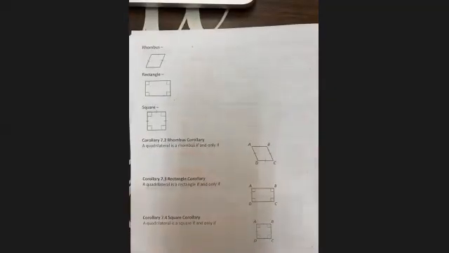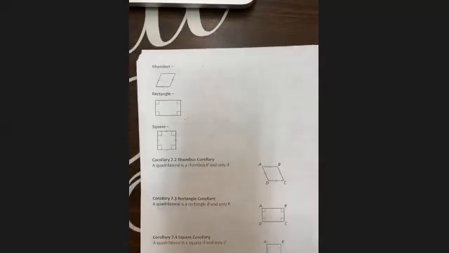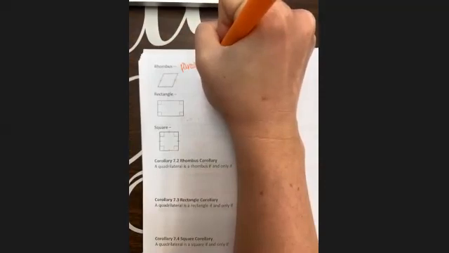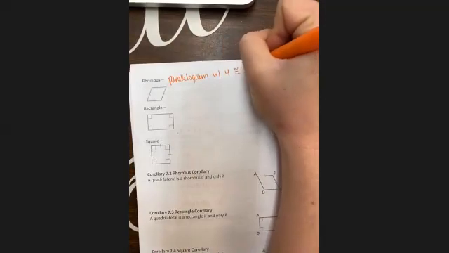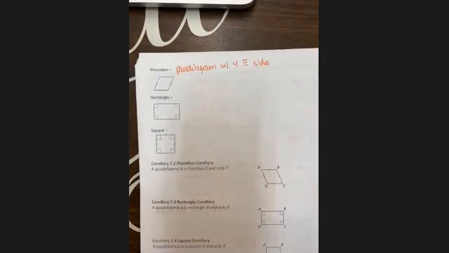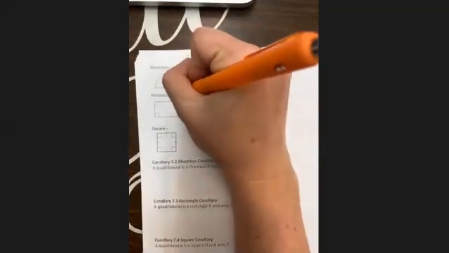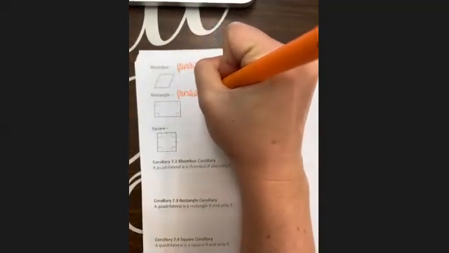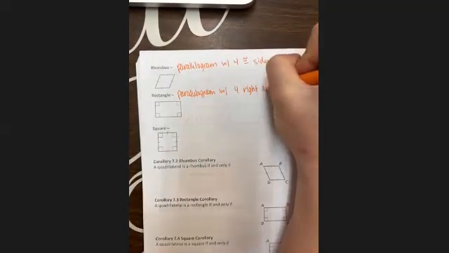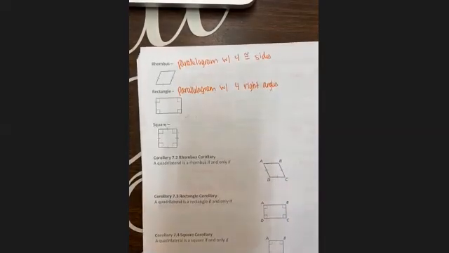Okay, lesson 7.4, we're going to learn about some special parallelograms. One of those is a rhombus, and a rhombus is a parallelogram with 4 congruent sides. So not only are both pairs of opposite sides parallel, but all 4 sides are congruent as well. Then a rectangle is a parallelogram with 4 right angles. You can see that there.